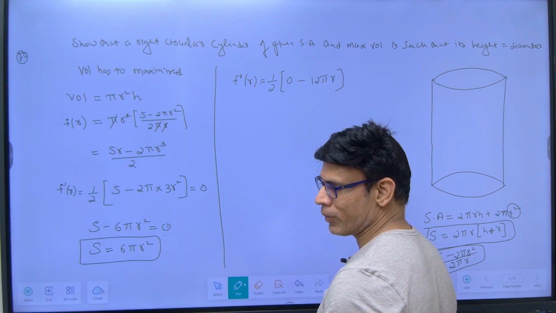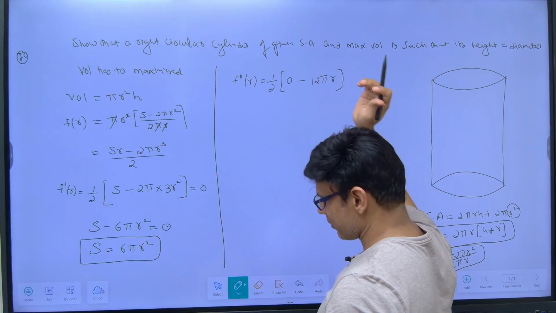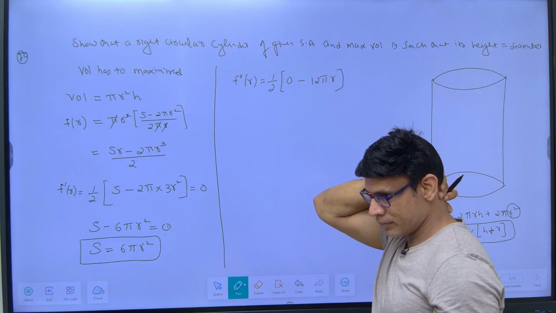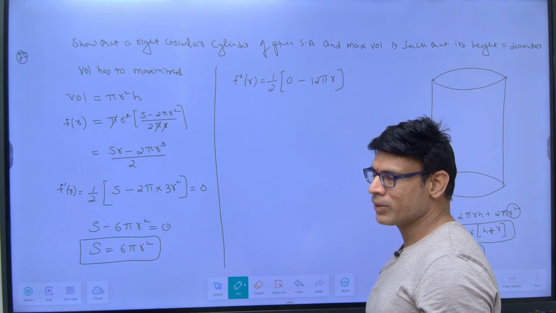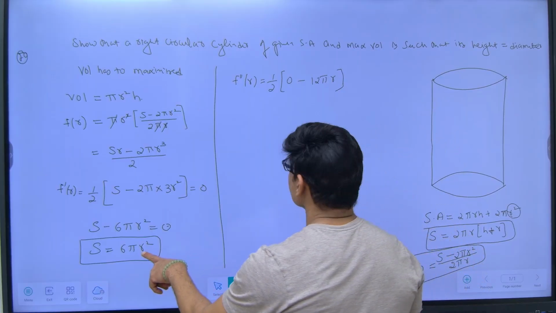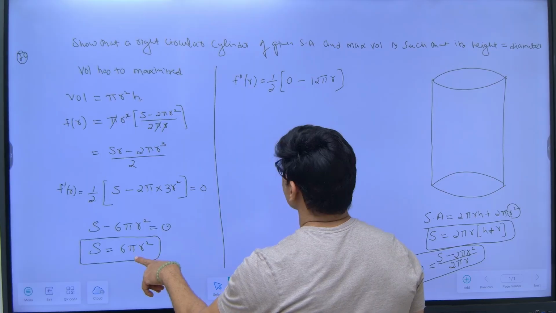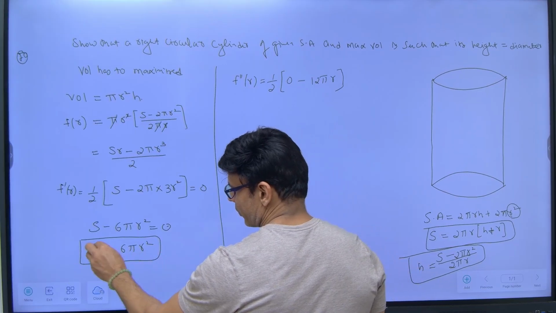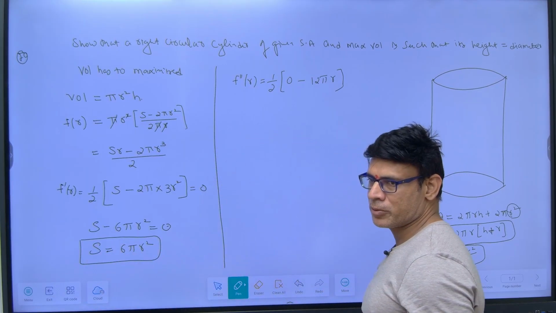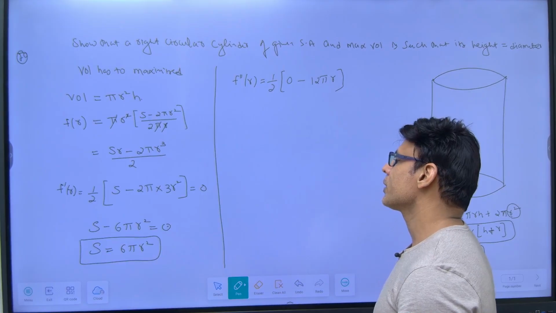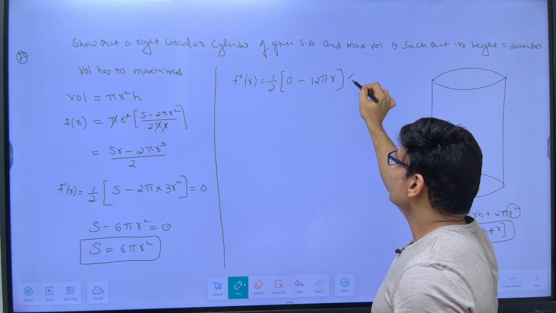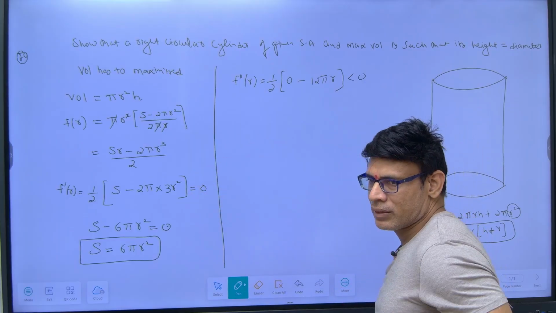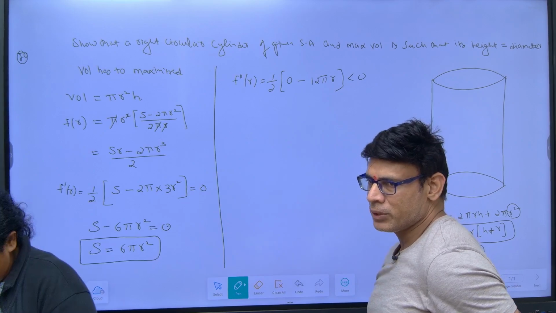You have to find out the value of R and substitute it here. No, this you have to check whether it is greater than 0 or less than 0. From here you have to find out the value of R, and that you have to substitute. So S upon 6 pi under root, that you have to substitute. It comes out less than, this whole thing will be less than 0. Right? Less than 0, that means it has maxima.